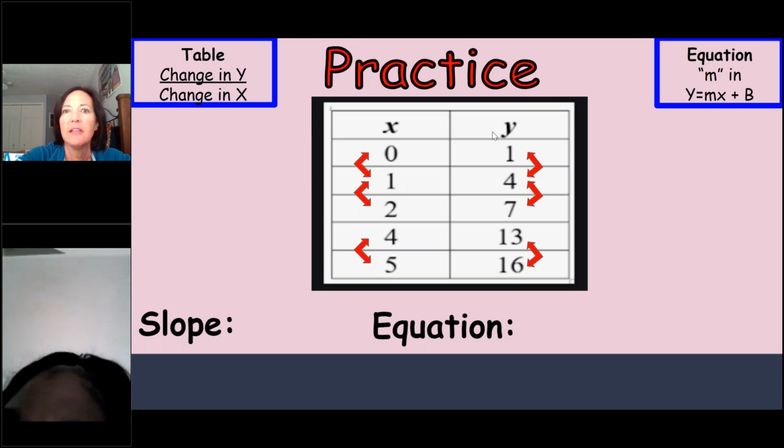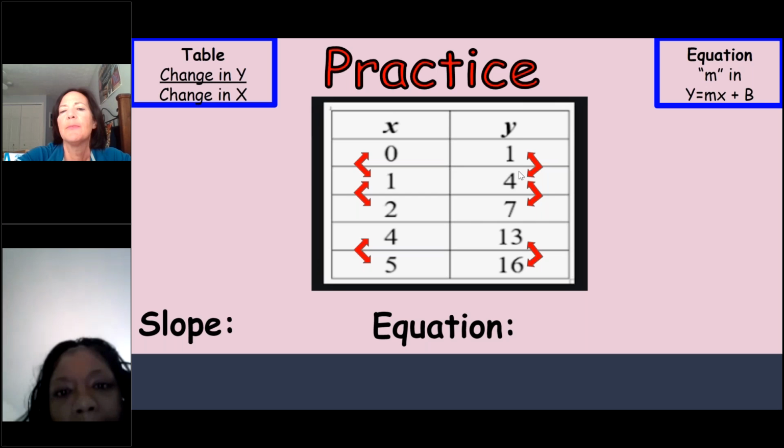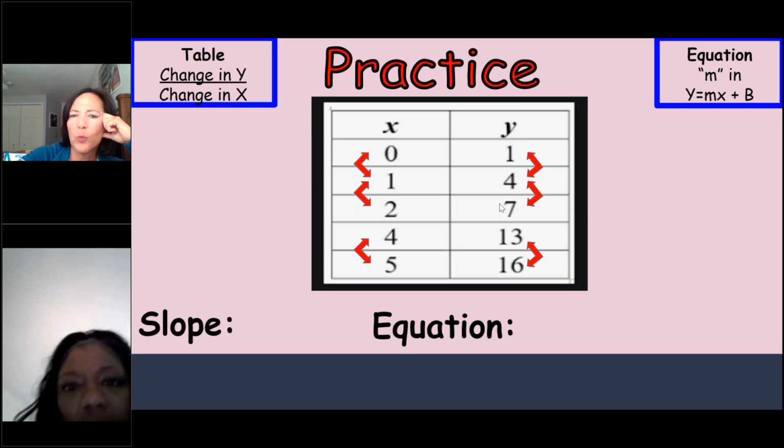So what would the slope be for the top part of this table? The change in y was how much? The change in y was 3. Nice. So what was the change in x? 3 divided by 1, it would be 3. Perfect. Okay, but we have this weird spot in the table where things changed.